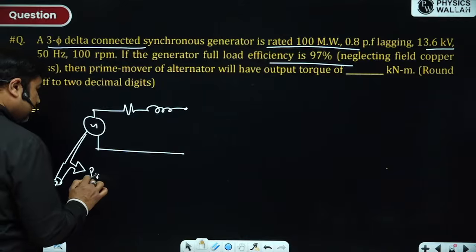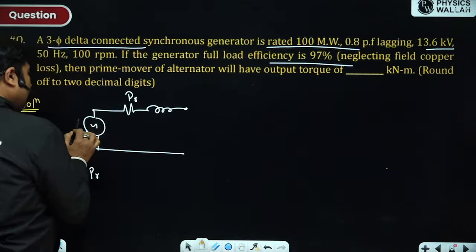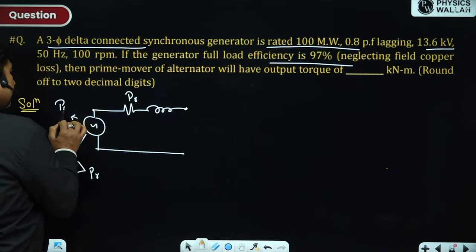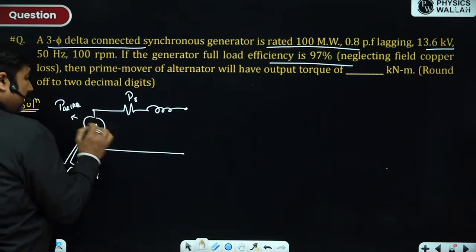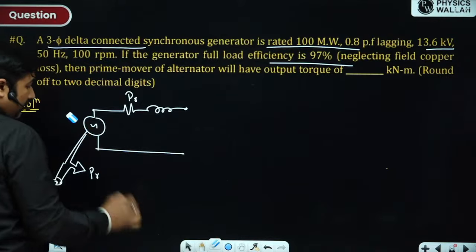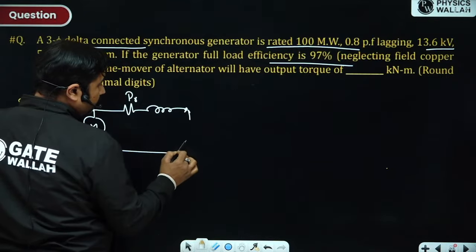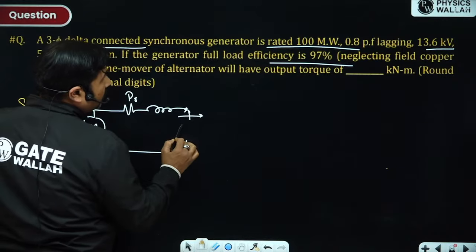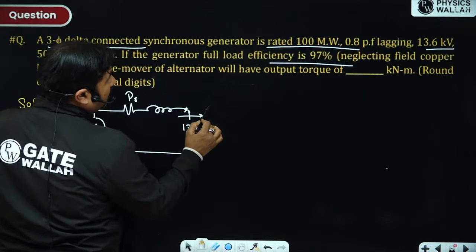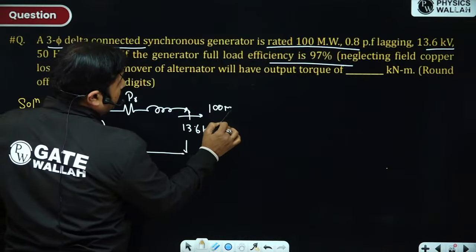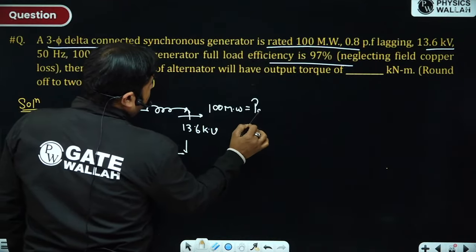There are some rotational losses, some copper losses. Field copper loss is already neglected, which is supplied by some separate source. So that is already separated. Now what is the output power we are getting? The delta connected output power we are getting is 100 megawatt. So this is your output power.